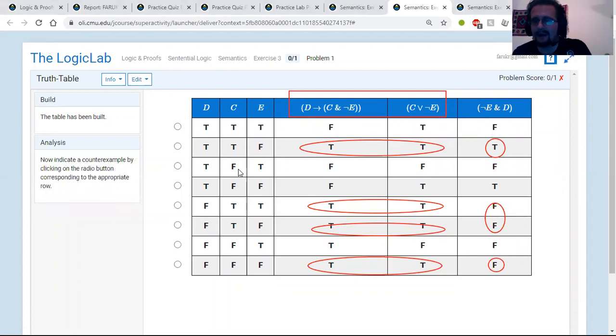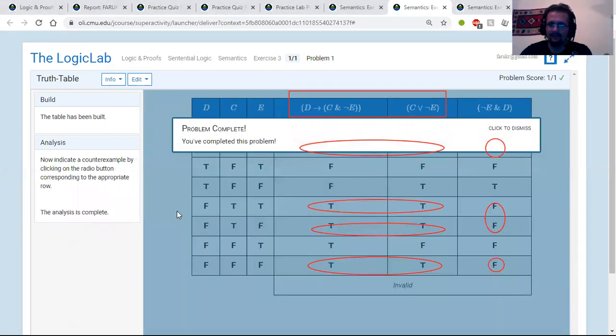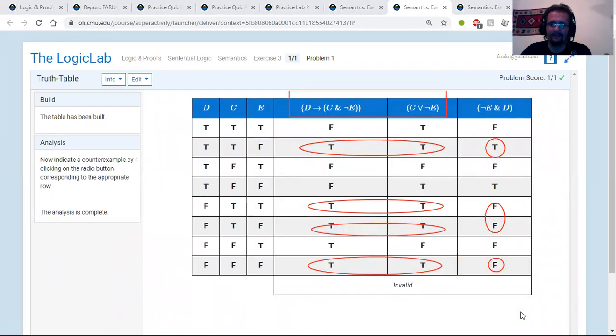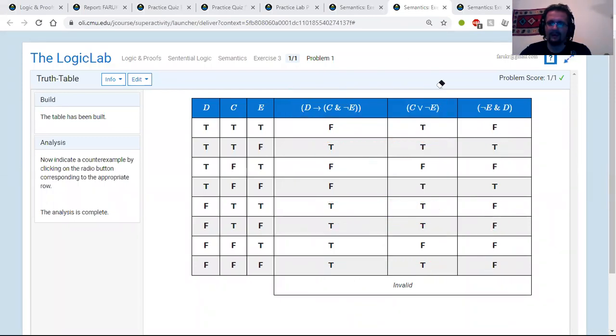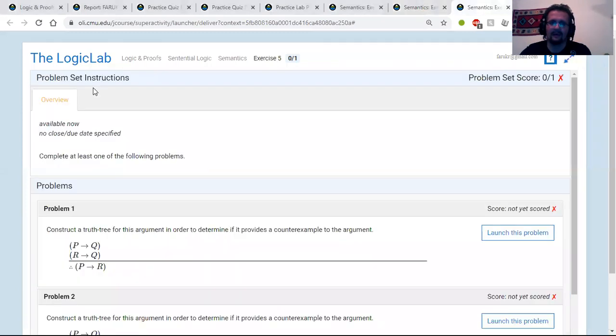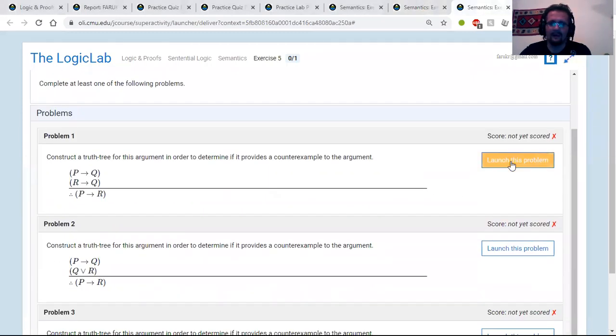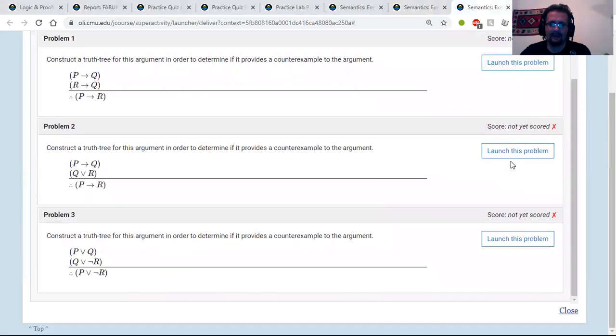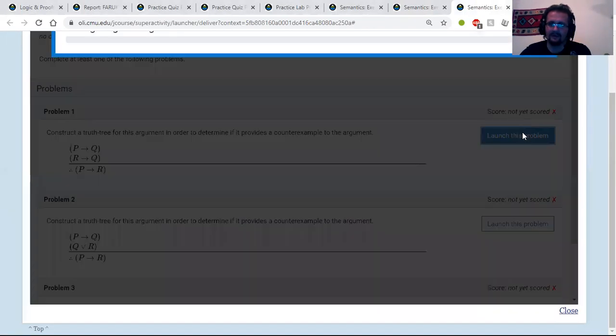Now it wants us to tell it at least one place where we found this sort of a problem, where the premises are true and the conclusion is false. You select any one of the rows where we have this problem. So we could select this one. You just have to select one, and then you're done with the whole problem. All right. I'm hoping that's easy enough to follow. Let's take a look at the last setup here. Okay, let's just do the first one.